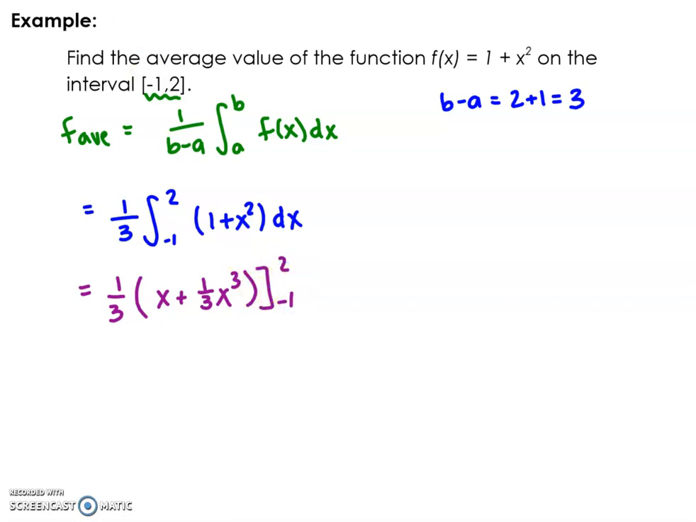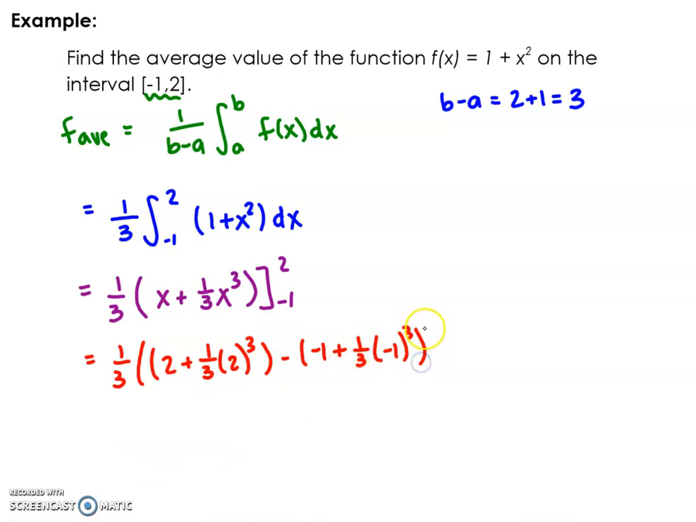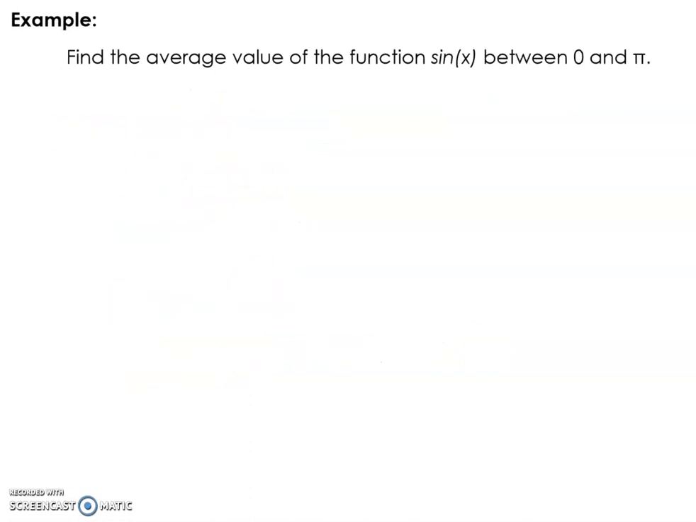If we do that, I'll just write that step out here, so at least show that you're plugging in the values. So we're going to get 2 plus 1 over 3 times 2 cubed, minus -1 plus 1/3 times -1 cubed. And then if we simplify this correctly, we should end up getting 2 as our answer. Okay, so we should be okay with finding the antiderivative and solving from there. The new thing is just this setup, which is pretty similar to things we've already done.